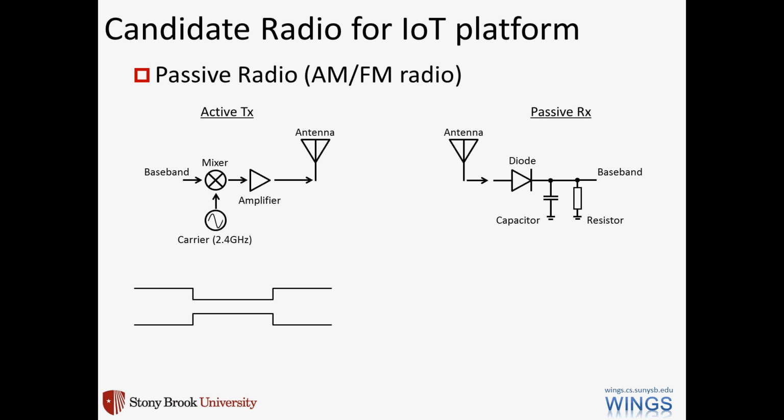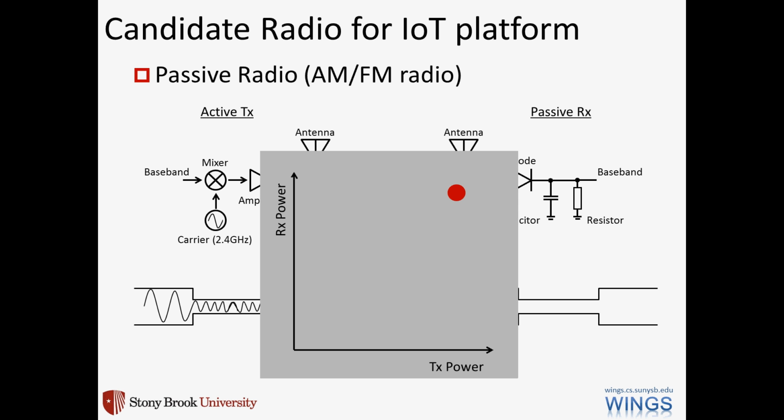Let's look at another candidate for an IoT platform, the passive radio, which is usually used in AM and FM radio. To transmit this baseband signal, it generates an analog signal, then the passive signal runs through a simple circuit and is able to decode this baseband signal. Therefore, it consumes a lot of power in transmitting, but it consumes very small power, at microwatt level, in receiving.